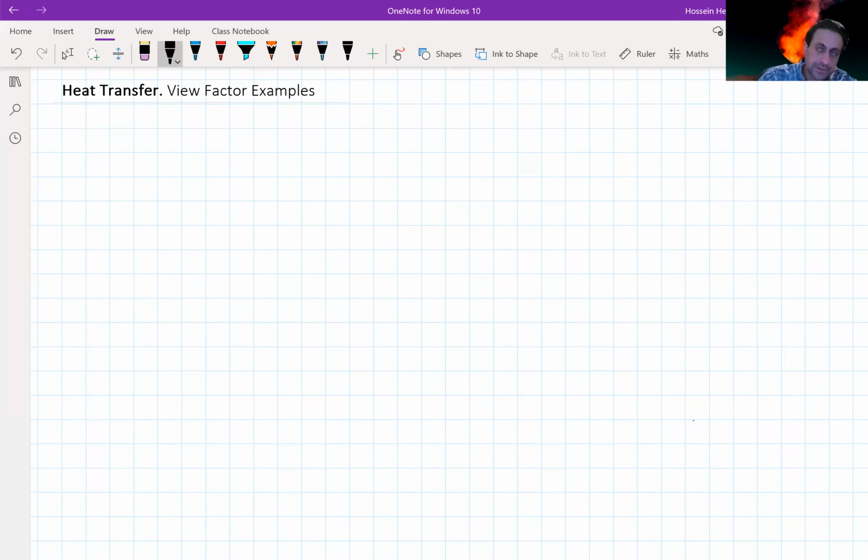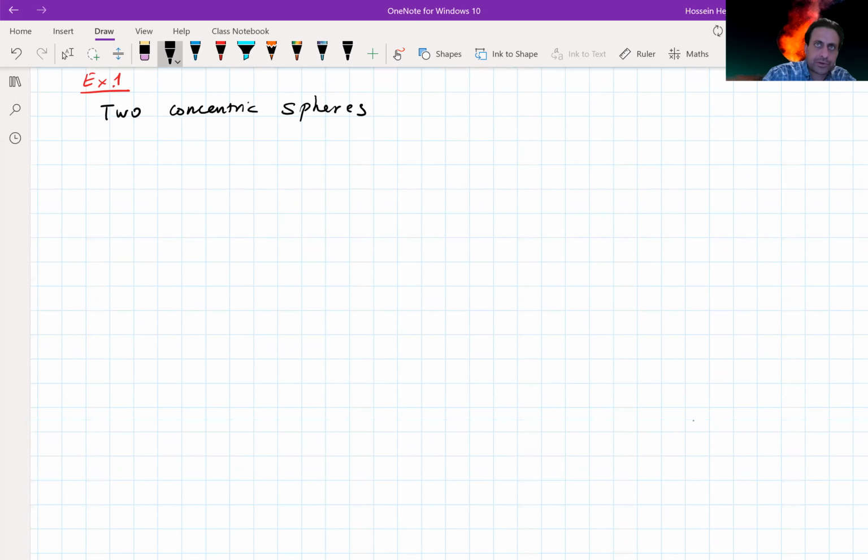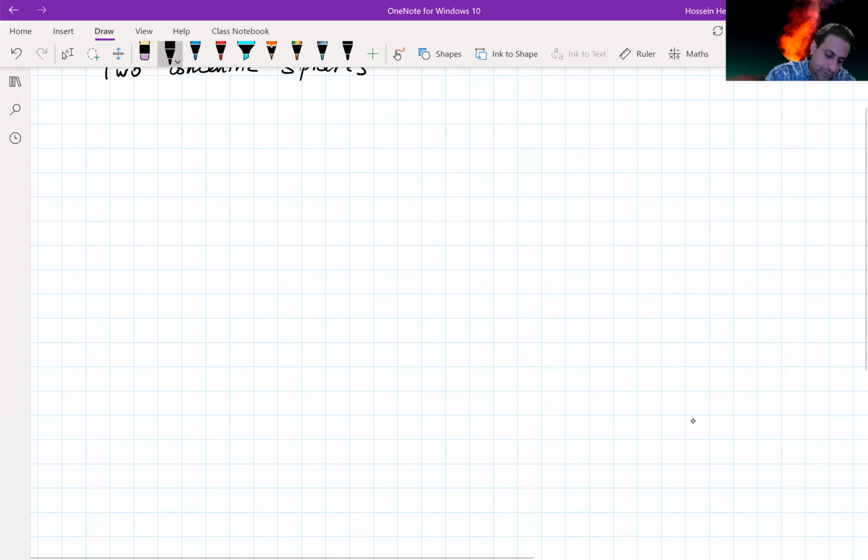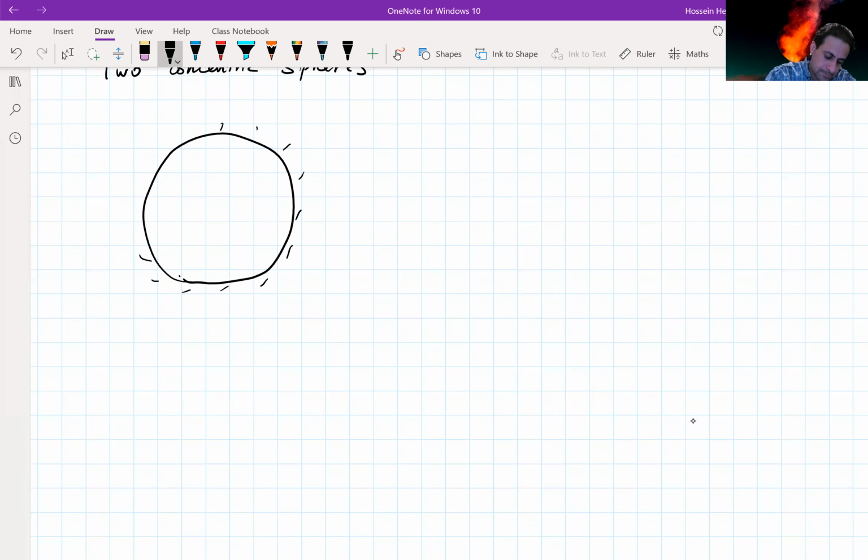Let's look at a couple of examples for the view factor. Assume that we have, I'm just gonna call it example one, two concentric spheres. So, a bigger sphere and a smaller sphere inside the bigger one. Let's call this one sphere 1 and this one sphere 2. We're going to find the view factor between the two spheres.